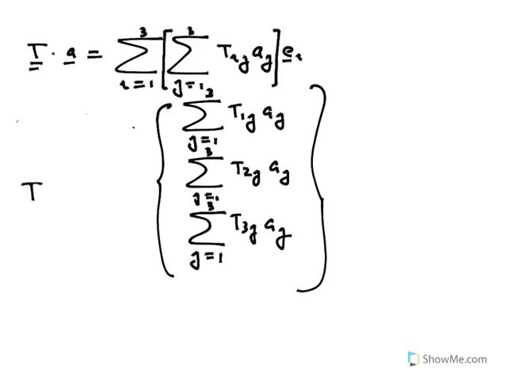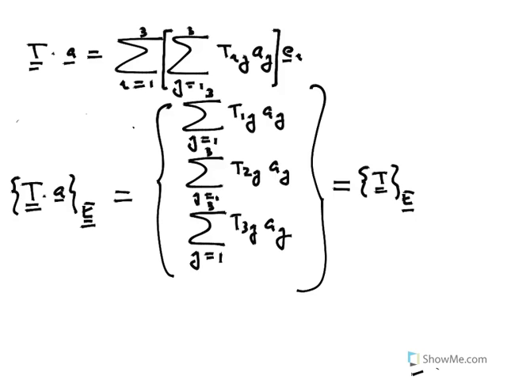So T operated on A expressed in the basis E is equal to that, which is also equal to the matrix representation of T in the basis E multiplied by the column matrix representation of the vector A in the basis E, which we'll write one more time so that everybody sees it again. T11, let's make this a little smaller.